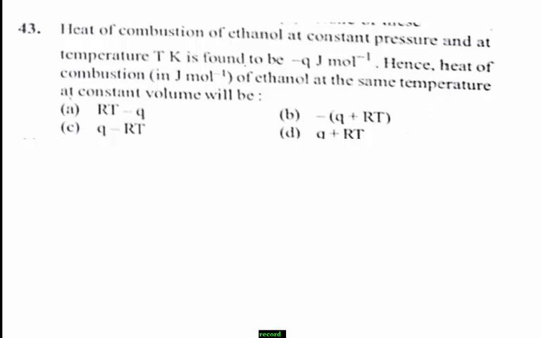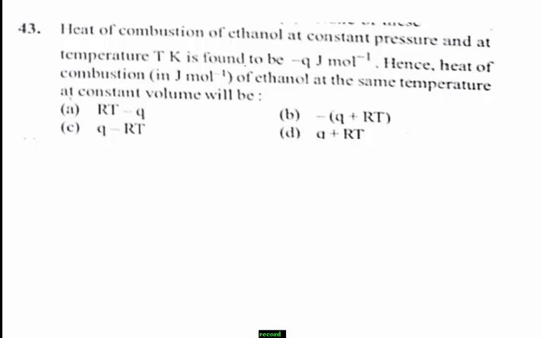Next, question number 43. Heat of combustion of ethanol. They gave one reaction. Heat of combustion of ethanol at constant pressure and at temperature T Kelvin is found to be minus Q joule per mole. Hence, heat of combustion in joule per mole of ethanol at the same temperature at constant volume will be: option A RT minus Q, option B minus Q plus RT, option C Q minus RT, option D Q plus RT. Which one is the right answer?